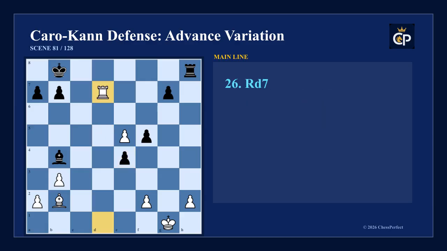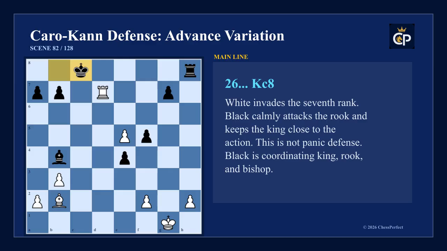Rook d7. King c8. White invades the 7th rank. Black calmly attacks the rook and keeps the king close to the action. This is not panic defense. Black is coordinating king, rook, and bishop.